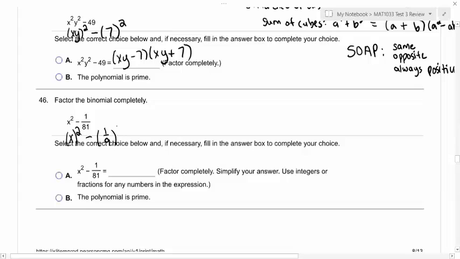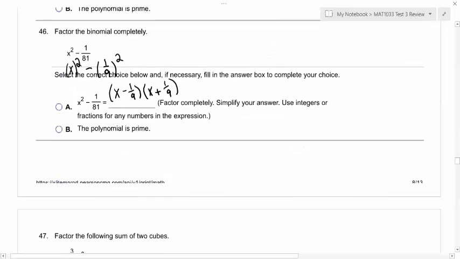You can think of it when you take a square root of a fraction, like you're taking the square root of the numerator. So the square root of 1 is 1. And then the square root of the denominator, the square root of 81 is 9. So that's how you come up with 1 over 9. Good. So then how would you write this answer? x minus 1/9 times x plus 1/9. Awesome. Very good. So any questions on the difference of squares? No. No? Okay, we only have a couple more problems to go.